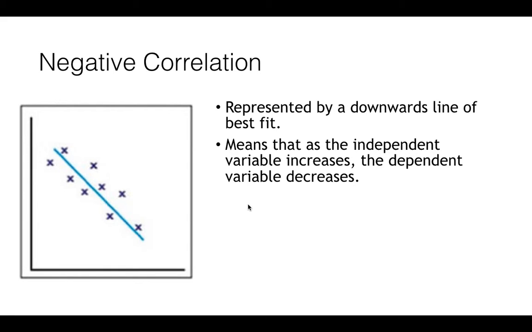A negative correlation is the exact opposite. It's a downwards line of best fit. And it means that as the independent variable increases, the dependent variable decreases. So as your measurement along the bottom goes up, the measurement along the side here goes down. So that's negative correlation.